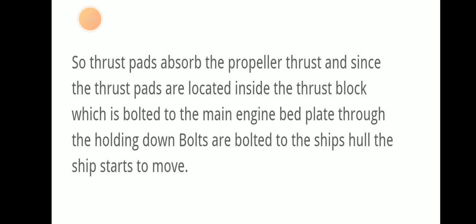The thrust pad absorbs the propeller thrust. Since the thrust pads are located inside the thrust block, which is bolted to the main engine bed plate, and through the holding down bolts is bolted to the ship hull, the ship starts to move. This is what is happening: the thrust pads absorb the propeller thrust, and the thrust block is bolted to the bed plate with holding down bolts. Due to this arrangement, the ship starts to move.